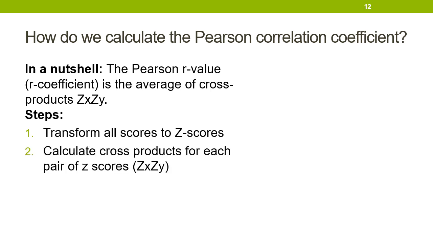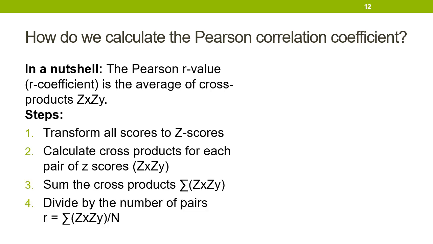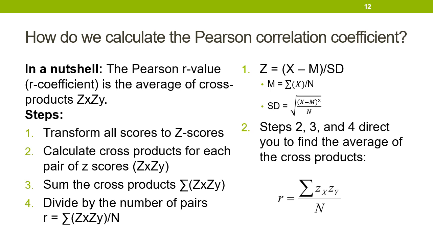So you're going to start by transforming every individual score to the z-score using the formula from earlier in the semester. You'll then calculate the cross products for each pair of z-scores, so the z-score for x, the z-score for y for each individual. And then you'll sum those cross products and divide by n. And you'll have your Pearson R coefficient. Now that will involve calculating the z-score. You know this formula, z equals x minus M divided by standard deviation. And this is what that whole formula looks like. And that's the end of what I have for you here.